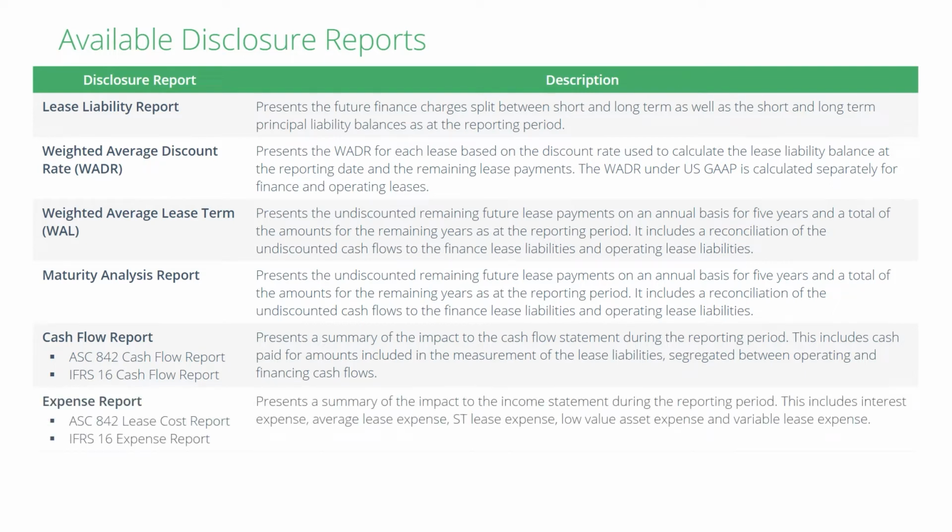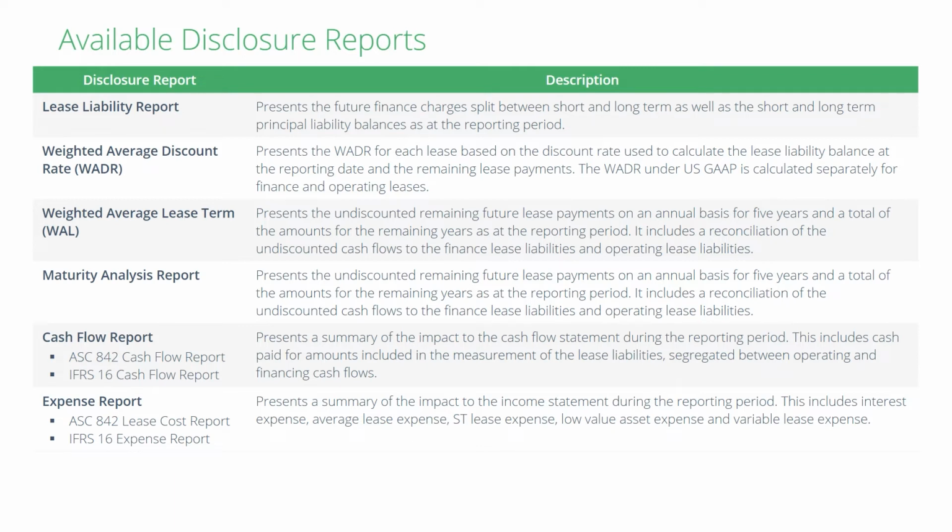This is also broken down between ASC 842 and IFRS 16. And this represents a summary of the impact to the income statement during the reporting period. This includes interest expense, amortization lease expense, short-term lease expense, low-value asset, and variable lease expense for ASC 842.